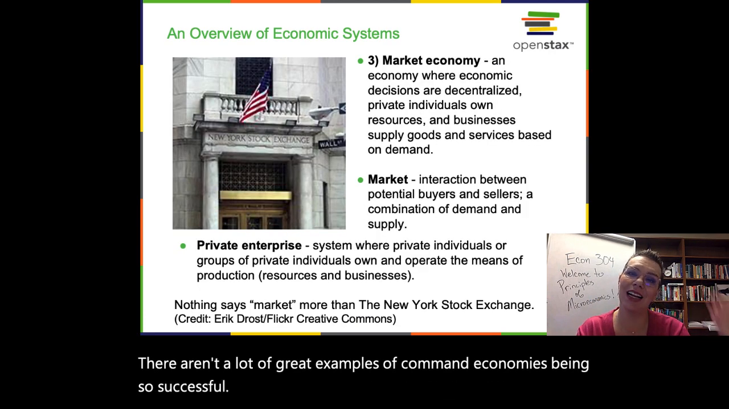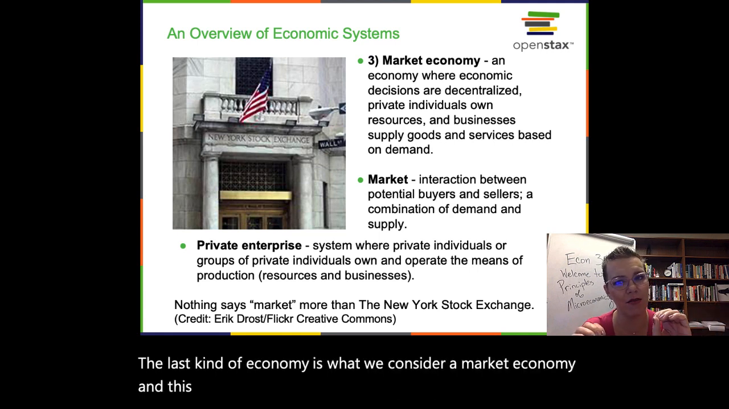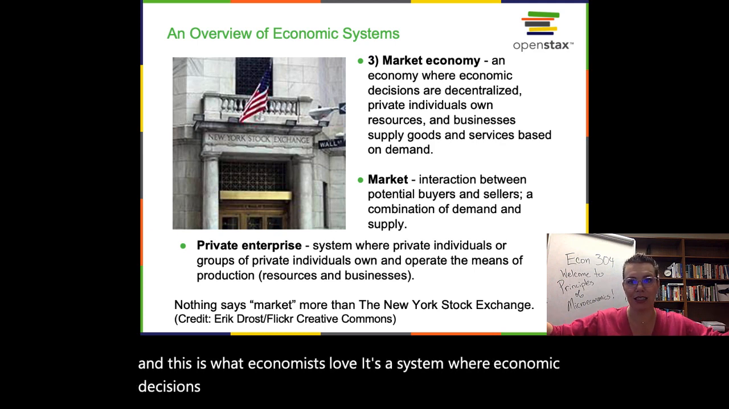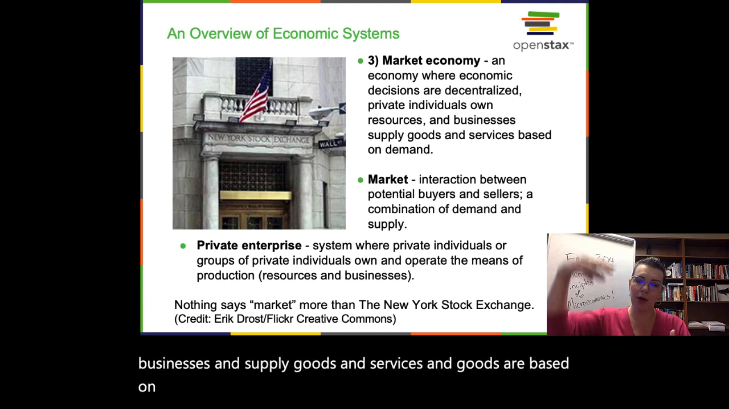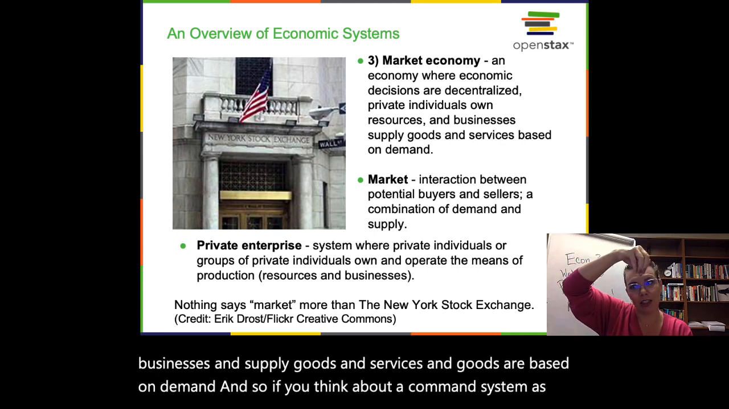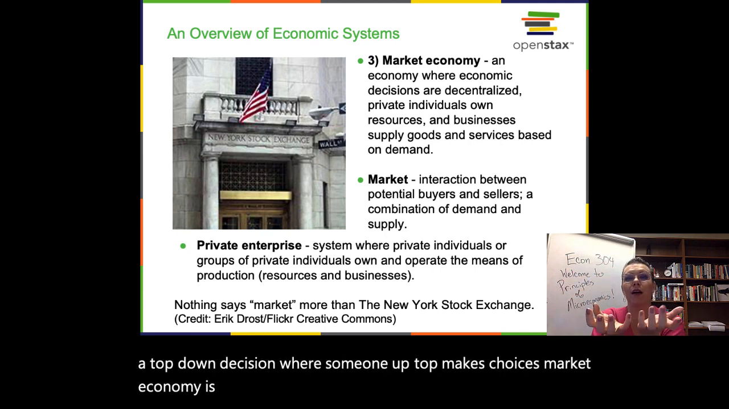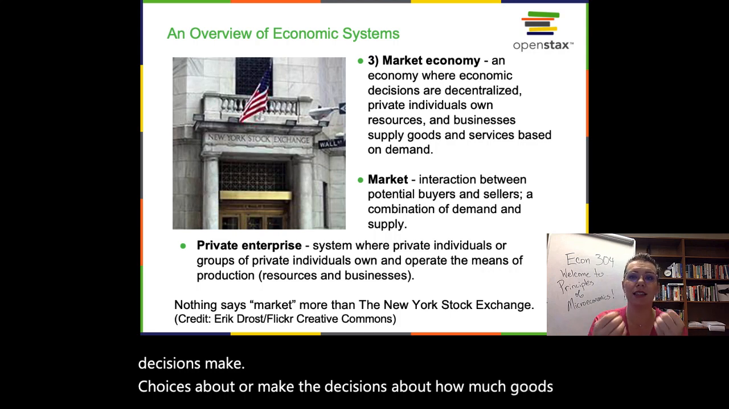The last kind of economy is what we consider a market economy, and this is what economists love. It's a system where economic decisions are decentralized. Private individuals own their resources, businesses supply goods and services, and goods are based on demand. If you think about a command system as being a top-down decision where someone up top makes choices, a market economy is bottom-up, where individual decisions determine how much goods cost, what the demand is, and that kind of thing.